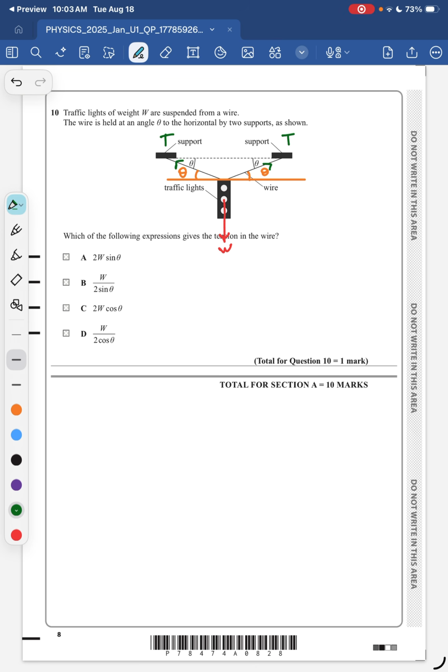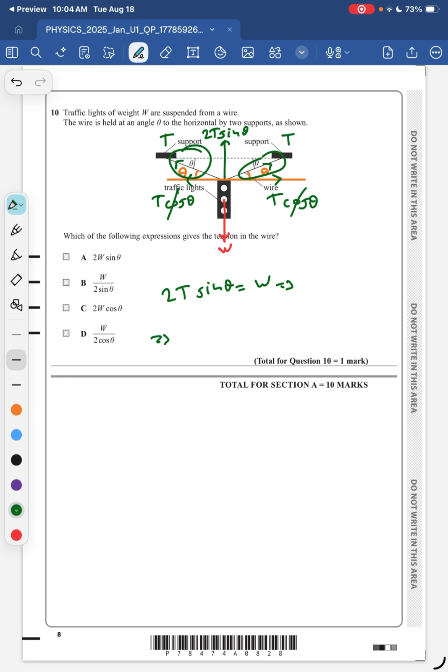We can analyze the tension into a horizontal component, which is going to be T cosine theta for both cases, right? So these two cancel pretty much. And then we will have 2 times T sine theta, because we will get a contribution from this force and another one from this force, 2 times. So 2 times T times sine theta is equal to the weight.